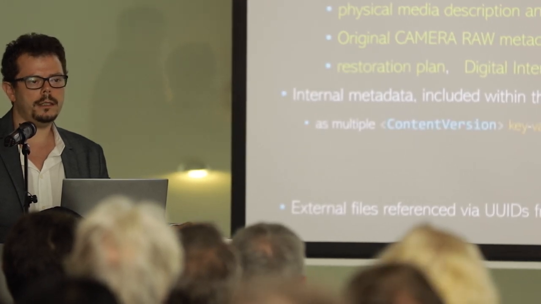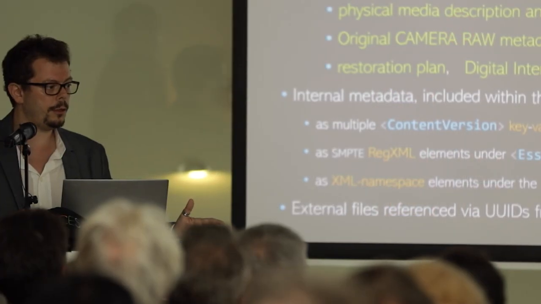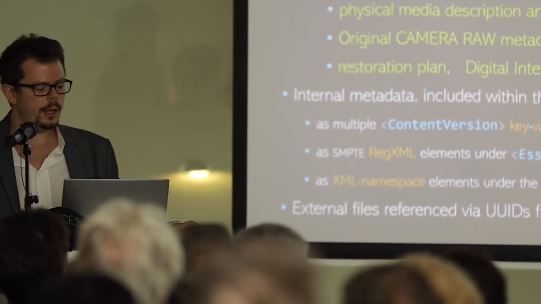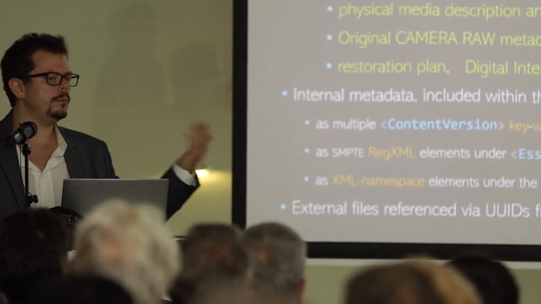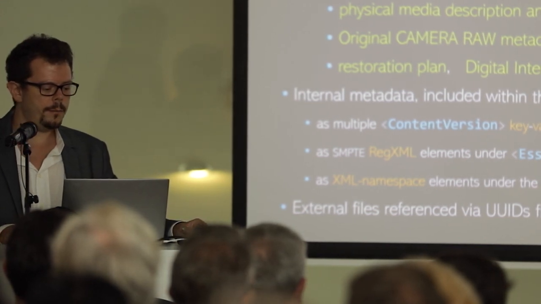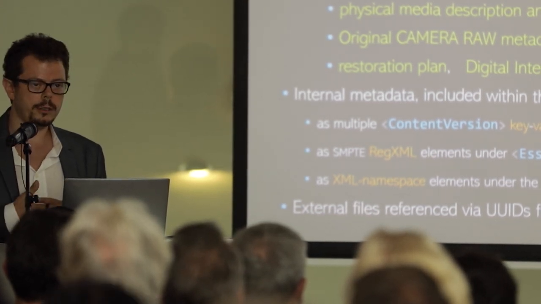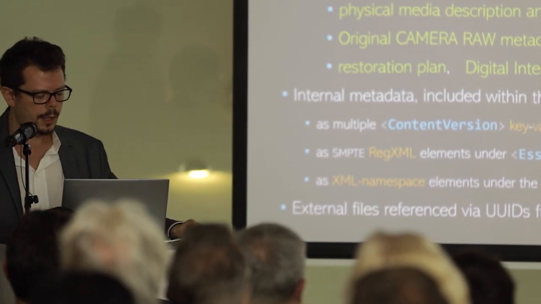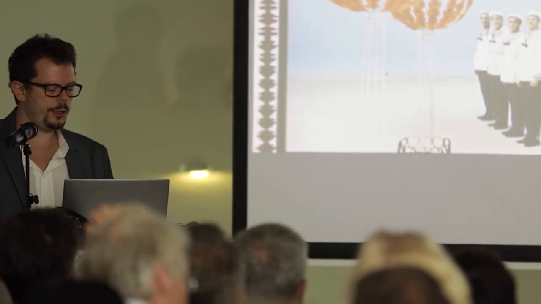So the sidecar composition map is the ideal component to store those metadata that relate to the composition as a whole. So not just technical metadata, I'm speaking about historical and cultural, artistic, financial metadata as well about the movie. So synopsis, history, full crew, versioning information, description of the restoration plan, everything that might be useful 15, 20, 50 years from now. If we map this to modern studio content, the SCM might also store information about the original digital cameras that were used during the movie.